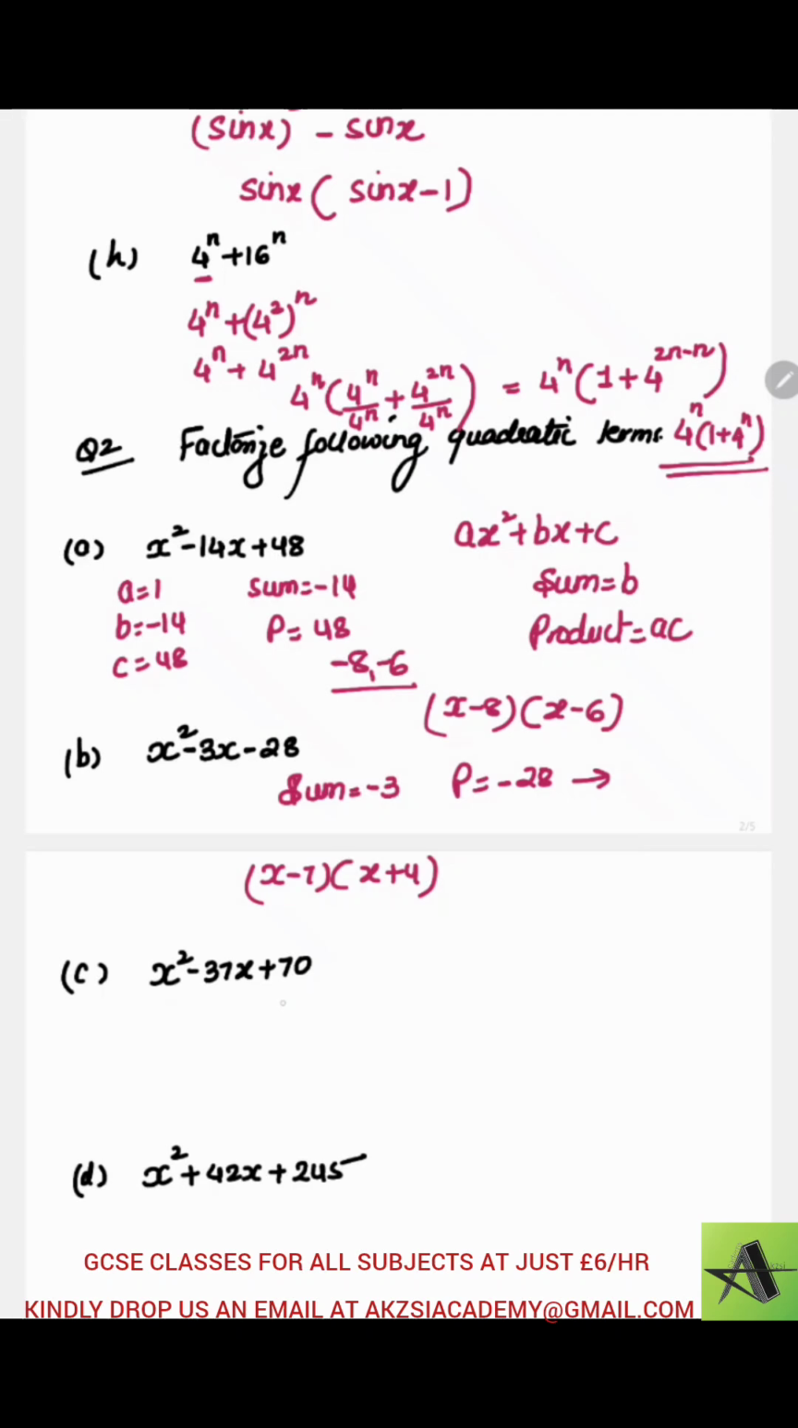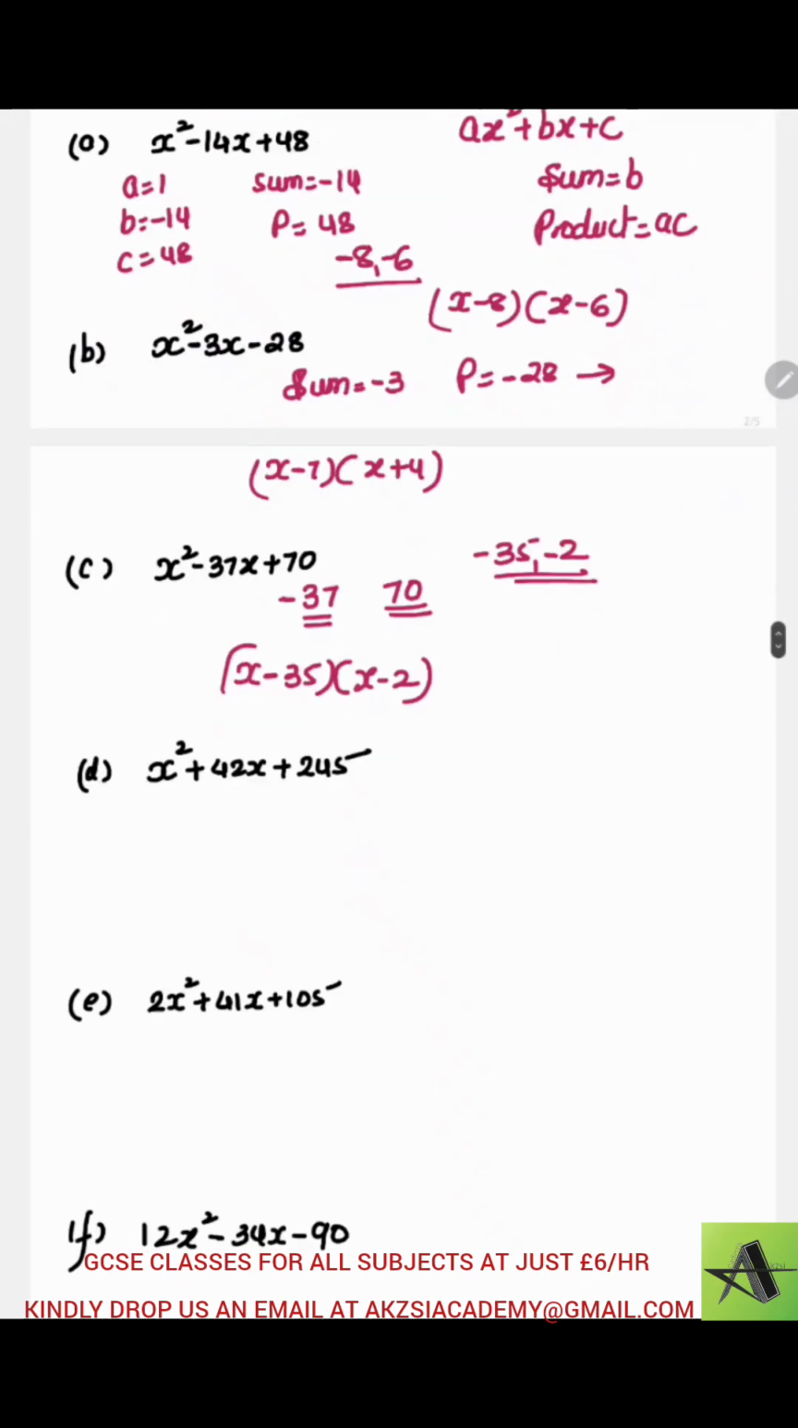Here the sum should be negative 37 and the product is 70. That means both numbers have to be negative. So the two numbers are negative 35 and negative 2. How did I find them? Same way: you have to prime factorize and then mix and match. You'll get the answer. So x minus 35 times x minus 2. Moving on to the next one.